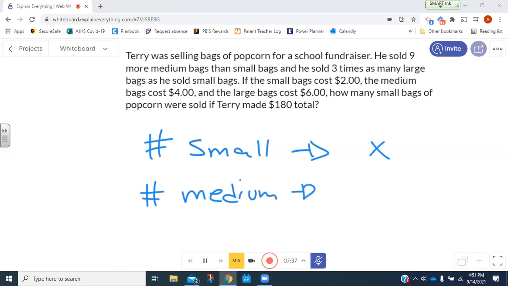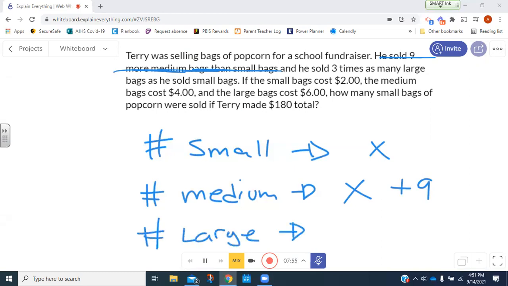Okay, so let's go ahead and do the same for our number of medium bags. Now we know that from the second sentence, he sold 9 more medium bags than small bags. Right, so this is now the number of small bags, x, plus 9. Okay, and finally, our number of large bags sold, again, 3 times as many large as small. So this is x, but we're multiplying that by 3, so 3x. Now we have the expressions for the number of bags sold.